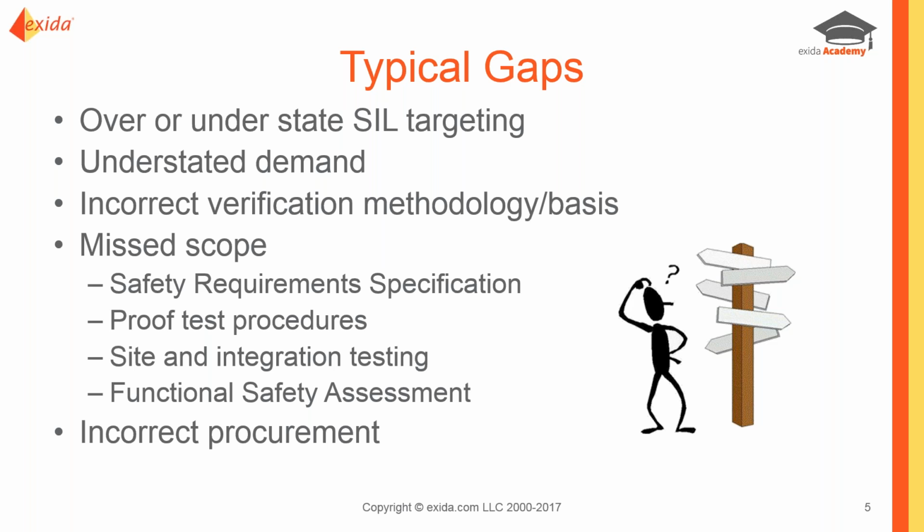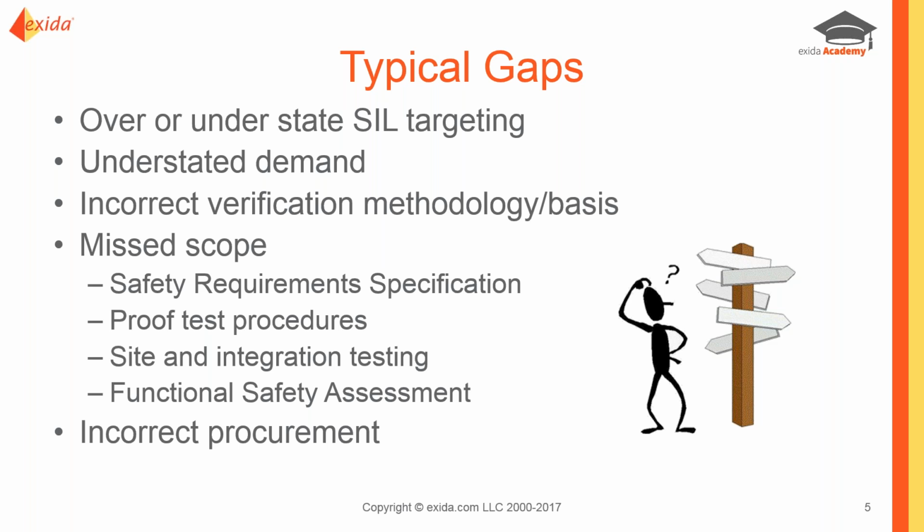Some of the typical gaps that we see on a project that's missing an FSMP has to do with SIL targeting. SIL targets may be overstated, in which case the organization spends more money on design and implementation than was necessary. Or if the SIL targets are understated, that may mean that we have significant risk still remaining in the process that's unmitigated.